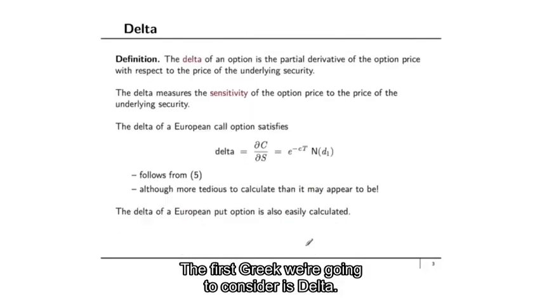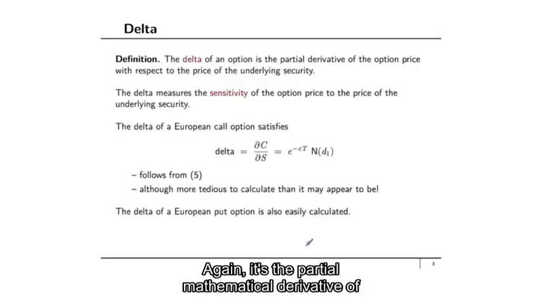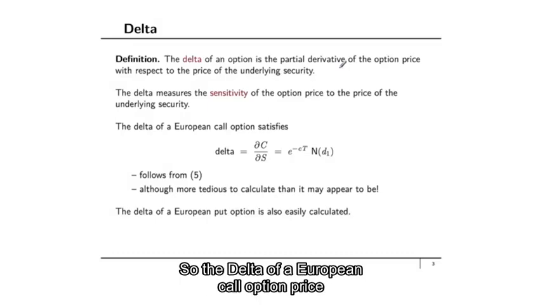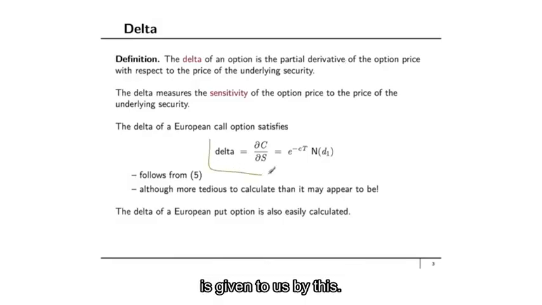The first Greek we're going to consider is delta. The delta of an option is the partial derivative, again the partial mathematical derivative, of the option price with respect to the price of the underlying security. The delta measures the sensitivity of the option price to the price of the underlying security. And so the delta of a European call option price is given to us by this. It's ∂C/∂S.